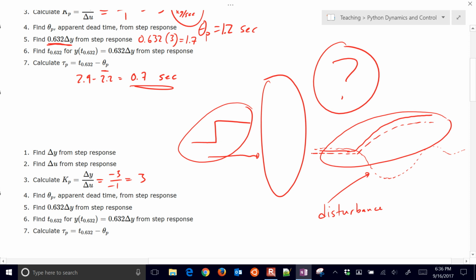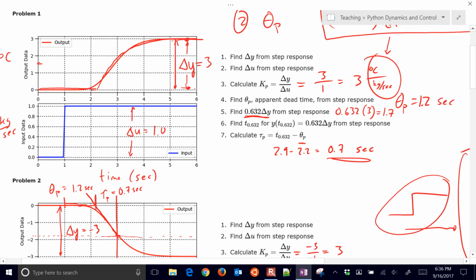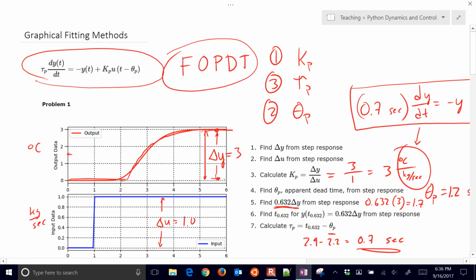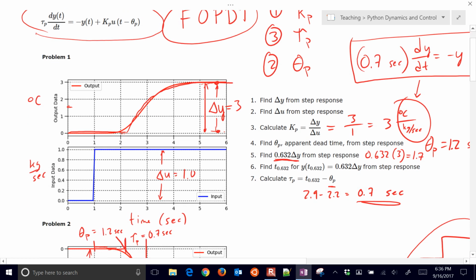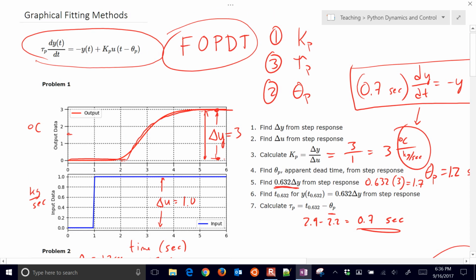So anyway, I'll just say, these simple first order plus dead time models are very applicable to a lot of systems, and we can look at a step response and be able to characterize the system and communicate with others about the approximate dynamics of that system.